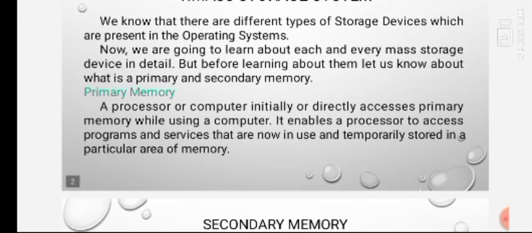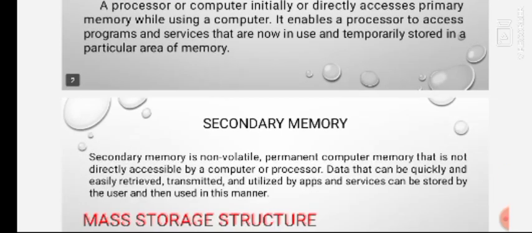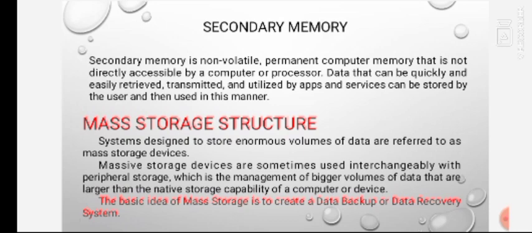The first one is primary memory. A processor or computer initially or directly accesses primary memory while using a computer. It enables a processor to access programs and services that are now in use and temporarily stored in a particular area of memory.